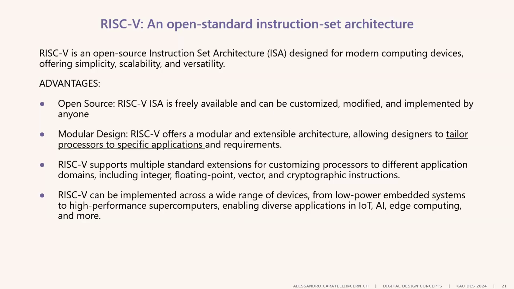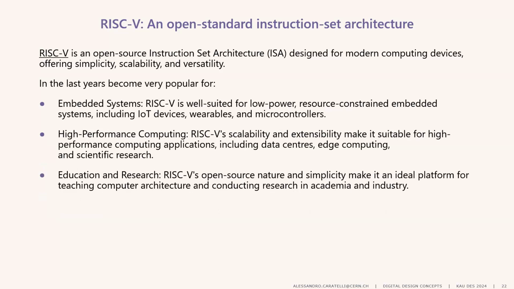And RISC-V can be implemented across a wide range of devices, from very low power, simple embedded system CPUs to high performance and supercomputing, enabling basically with the same instruction set a diverse type of applications from IoT down to edge computing and so on. In the last years, they became very popular for embedded systems because they are well suited for low power, resource constrained, but also for high performance computing, given the scalability, the extensibility, and so on.